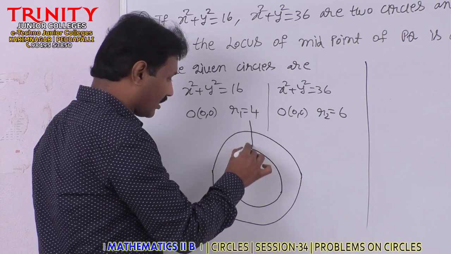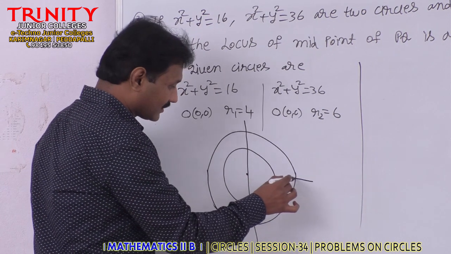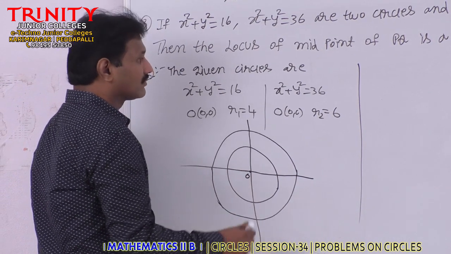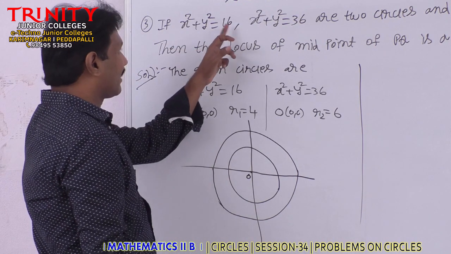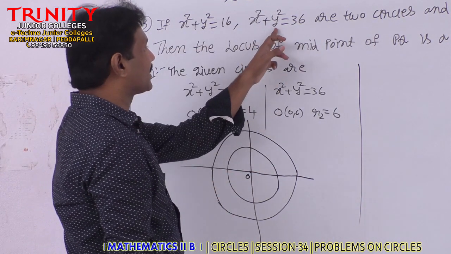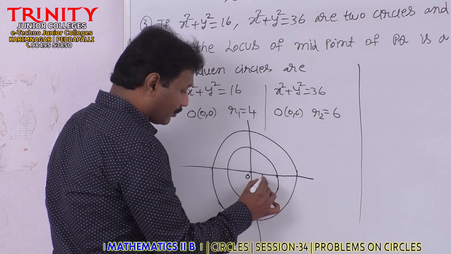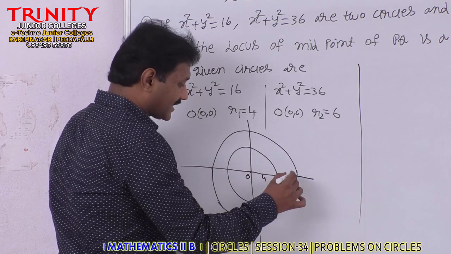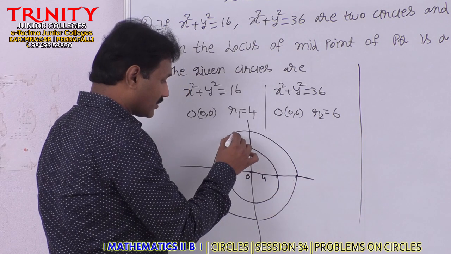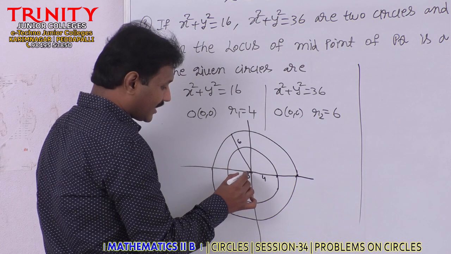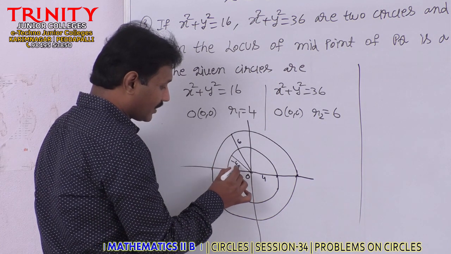Here the center is the origin. This is the y-axis. This is the x-axis. The center is the origin. x² + y² = 16 is one circle and x² + y² = 36 is the other circle. The radius of the first circle is 4, and the radius of the second circle is 6.